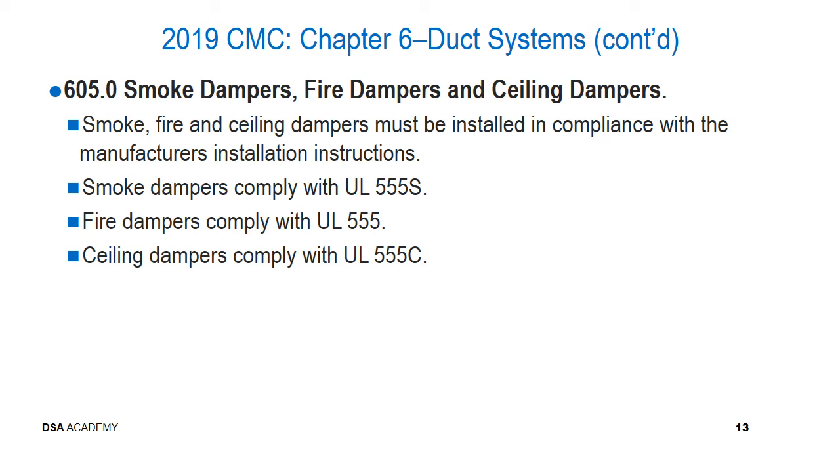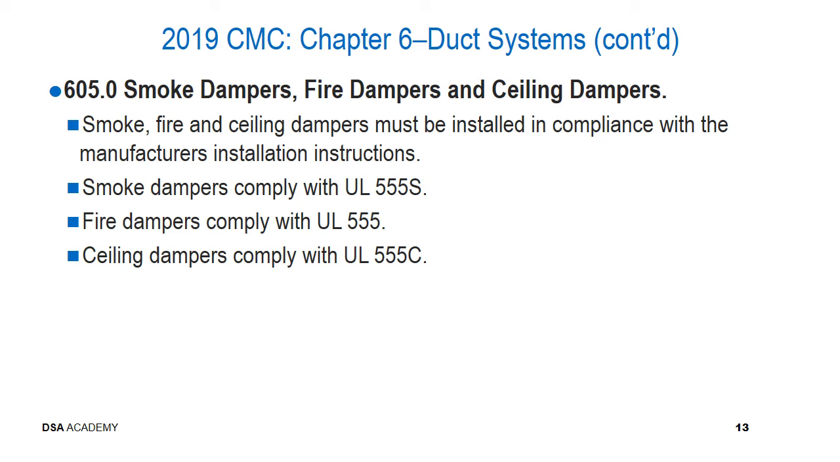Section 605 addresses requirements for smoke dampers, fire dampers, and also ceiling dampers. These components, of course, need to be installed in compliance with the manufacturer's installation instructions, but it's also important to review to make sure that the standard is referenced in Chapter 17 of the California Mechanical Code in the tables, and it's also important that these are listed by an approved agency.